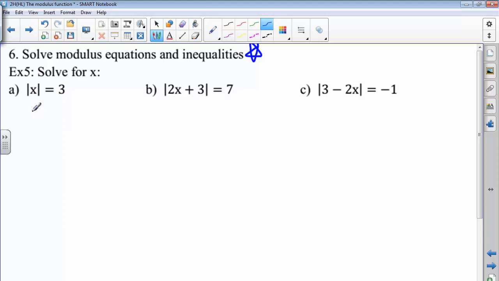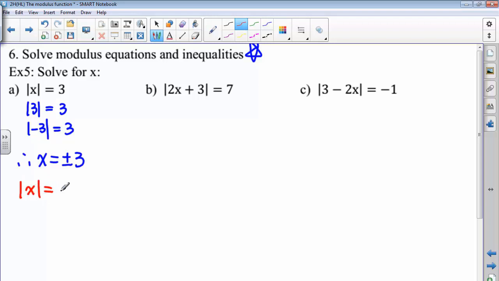We know the absolute value of 3 is 3. The absolute value of -3 is also 3. In this case, this x value can be positive 3 or -3. So we can generalize this equation. We say the absolute value of x equals a, as long as a is a non-negative value, then x is positive or negative a. This is the solution for this modulus equation.